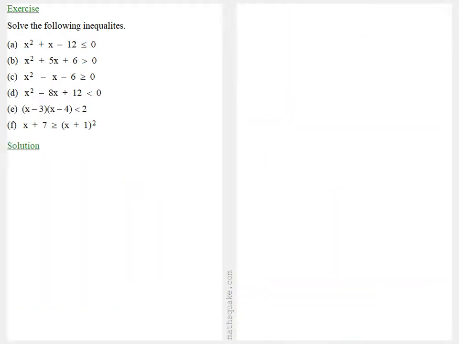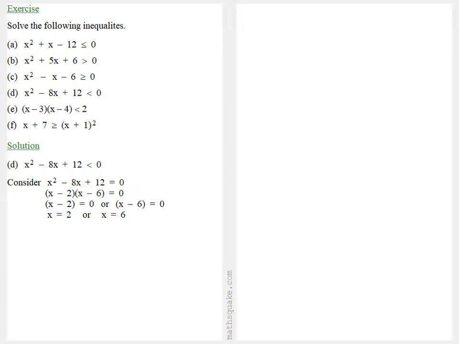Let's have a look at question D. x squared minus 8x plus 12 is less than 0. So we start by considering x squared minus 8x plus 12 equals 0. Now, we want two numbers that add to make minus 8 and multiply to make plus 12. Those are minus 2 and minus 6. So x minus 2 times x minus 6 is equal to 0, which means x minus 2 is equal to 0, or x minus 6 is equal to 0. Now that means x equals 2 or x equals 6.